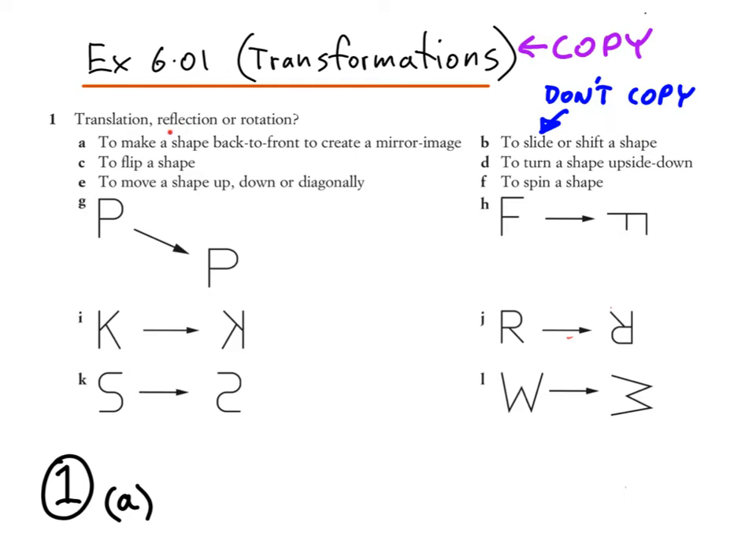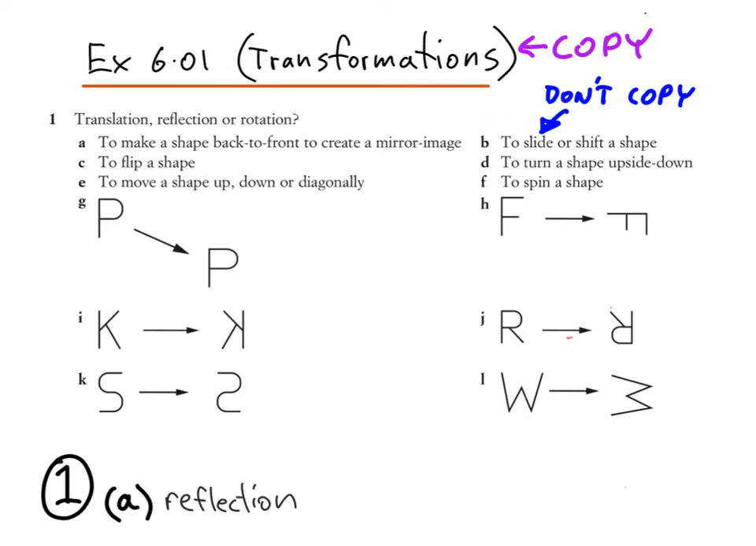Okay, translation, reflection, or rotation. Question 1A. So don't write all this stuff, but underneath the heading, write 1A, and just the way we normally work. Okay, so to make a shape back to front, to create a mirror image, that's a reflection. You can do B, C, D, etc.